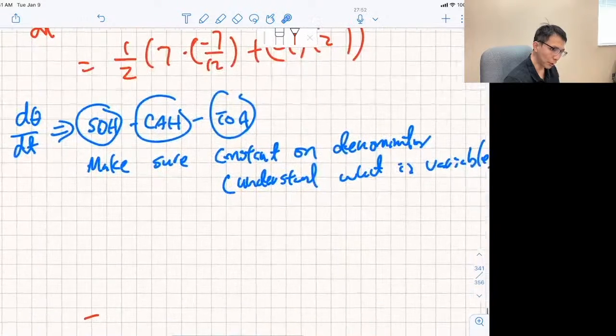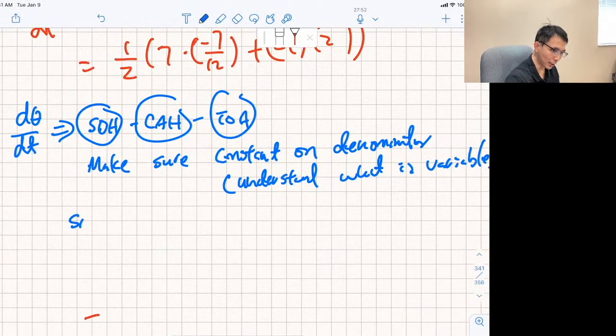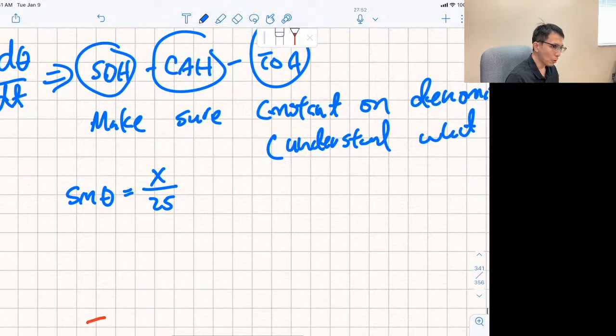So what I'm going to do is figure that out. Give me a second, put your hand down for a second. Sine theta is equal to x over 25. Why do I use x? Why don't I use 7? If I use 7, there is no dx dt. I have to use x because that x is still changing. It's a variable. 25 is a constant. Very, very important. Now I'm going to take a derivative with respect to time.